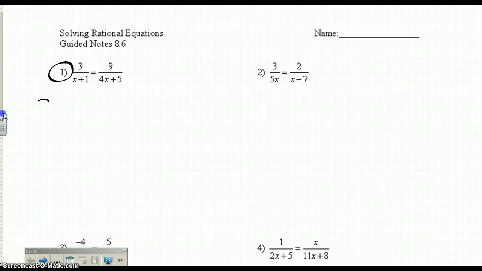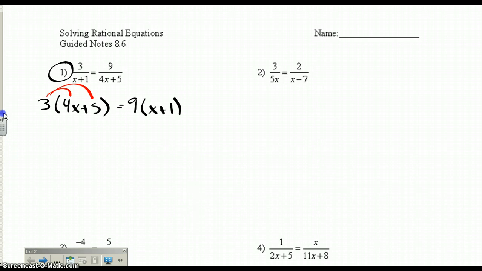So if I cross multiply, I have 3 times (4x plus 5) equals 9 times (x plus 1). The key here is you must distribute that number. So please don't try to do the quick calculation in your head and forget something. Let's write this step out. Okay, so if I distribute, I get 12x plus 15 equals 9x plus 9.